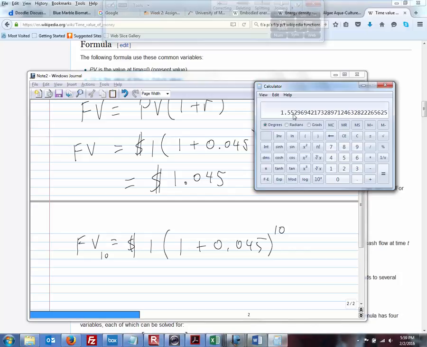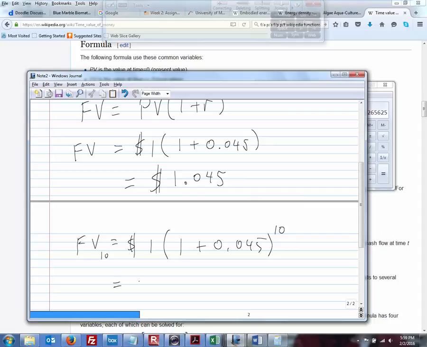You would not be doing that by hand or in your head. If so, go join Mensa or a math program somewhere, or go on Jeopardy. So looking at $1.55, they're super simple: going from a present value of $1 to a future value of $1.55 over 10 years at a 4.5% interest rate.